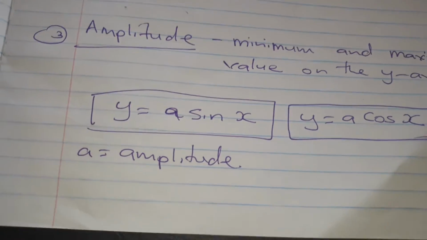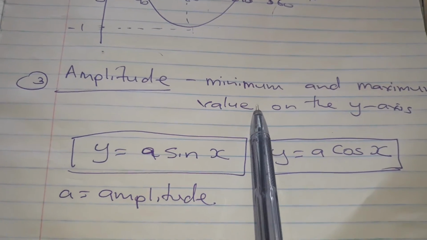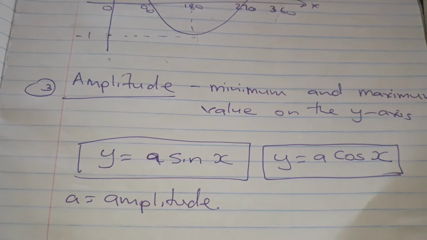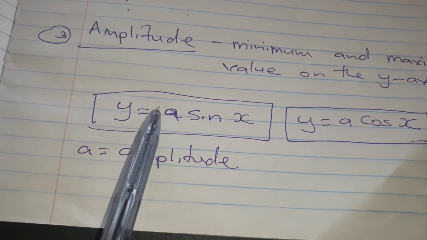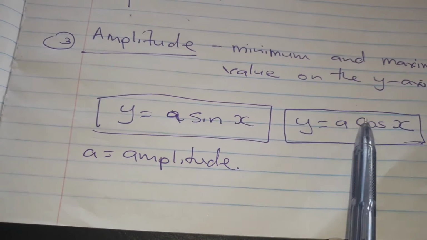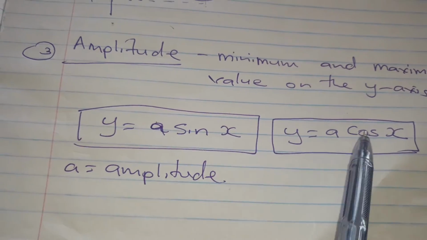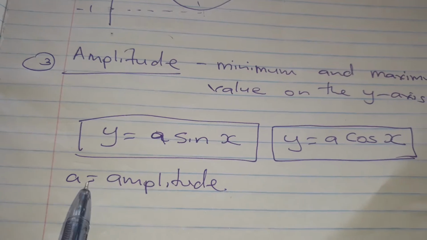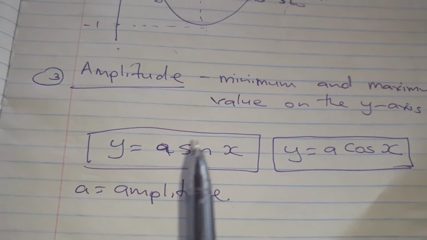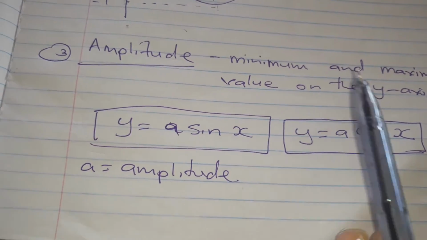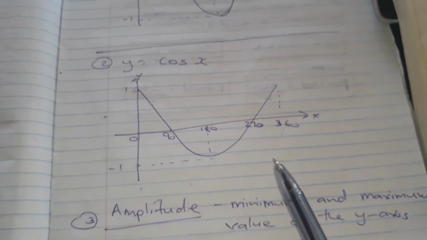Once again, amplitude is the minimum and maximum value on the y-axis. Amplitudes will be written before the word sine or before the word cos. If there's a value written here, that means that's the maximum or the minimum. We'll use the symbol A for amplitude. They will always be written before the sine and cos.